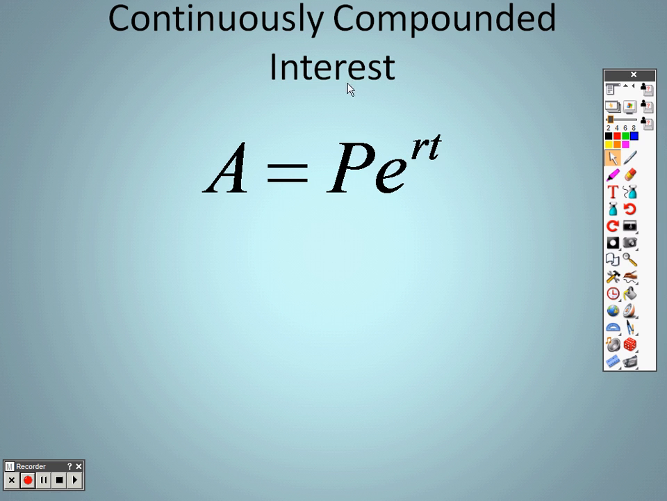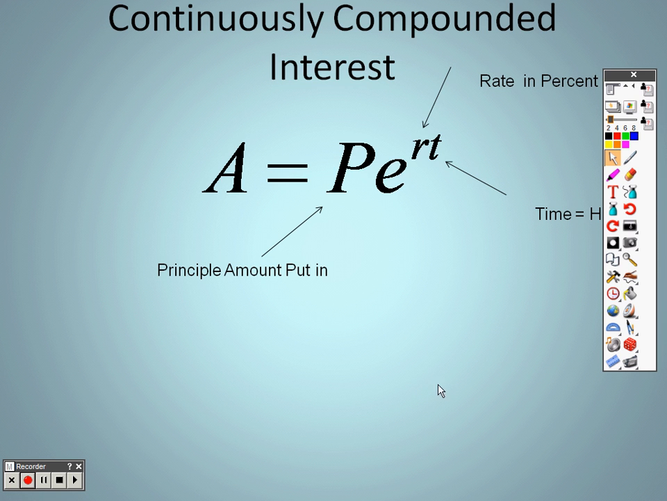R still stands for rate and T still stands for time. So the continuously compounded interest formula, I like to call it PERT. Okay, so P is still the principal amount of money that you put in. R is the rate, and keep in mind the rate you have to write as a decimal. Even though it'll show up as a percent in the problem, you need to write it as a decimal. And T is still time, and that needs to be in years.